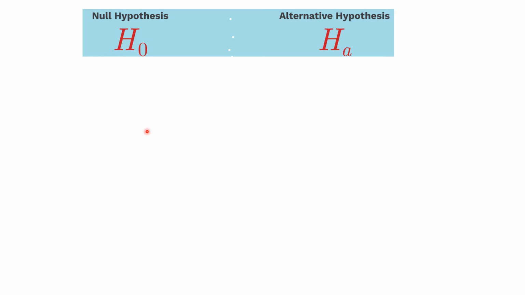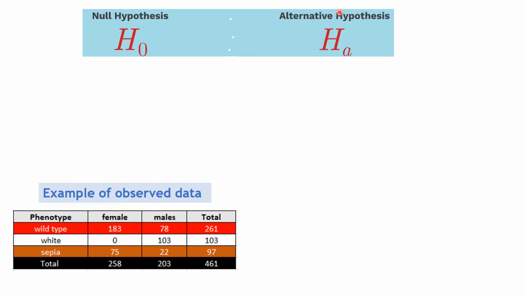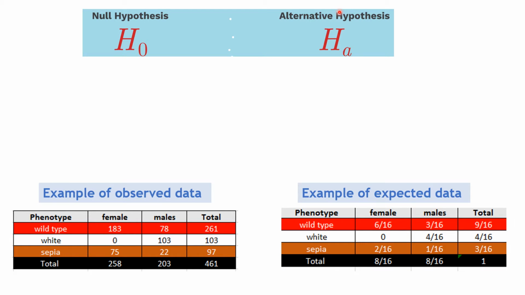So remember something that we cover in the class and is in your textbook, that there are always in a statistical test a null hypothesis and an alternative hypothesis. In this case, I'm going to show you just an example of the observed data, and this is an example of your expected data. So what we are trying to show here with the chi-square is how similar what we observe is to what we expect.